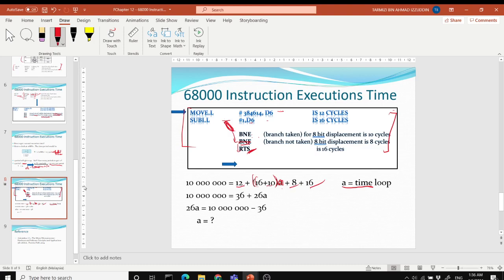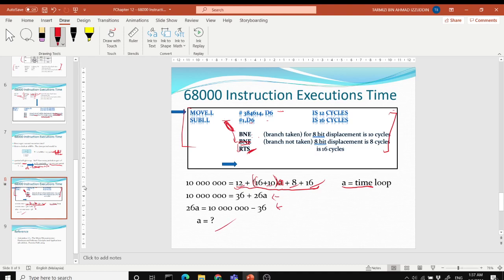So how many loops can be executed in 1 second? We already know that if we are using a 10 megahertz clock, in 1 second there are 10 million periods. So 10 million clock periods is equal to what we have listed just now. If we equate this, we get 10 million is equal to 36 plus 26A, and then 26A is equal to 10 million minus 36, and you can calculate this by yourself.